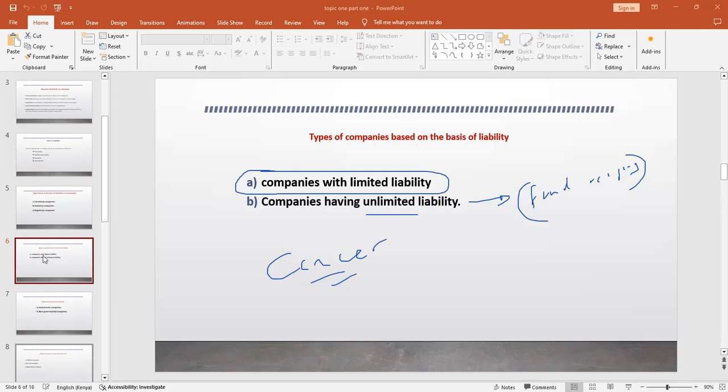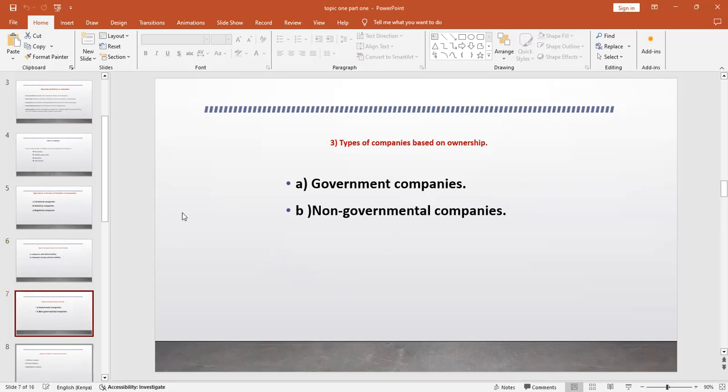Unless somebody has a question, we move on. Now you can also look at company in terms of who owns them. Are they owned by the government? In which case, parastatals. Are they owned by private people? In which case, they are private companies.